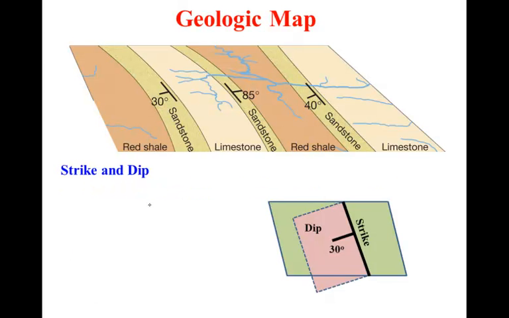Strike and dip on the map is shown using a symbol that looks like a squished T. It has a long arm and a short arm. The long arm represents the strike direction. If this is north, this particular rock layer strikes in a northwest, southeast direction.